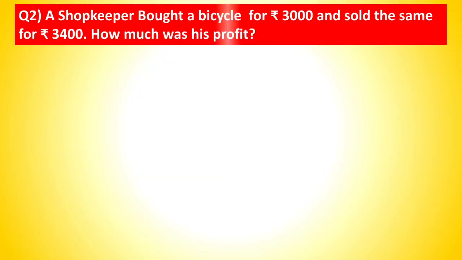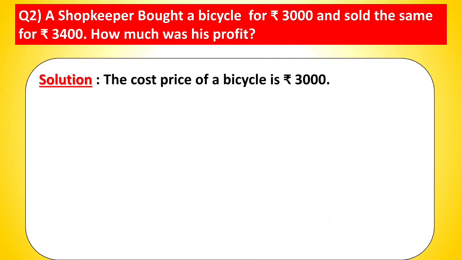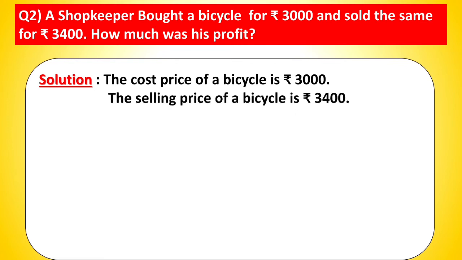Now question number 2. A shopkeeper bought a bicycle for rupees 3000 and sold the same for rupees 3400. How much was his profit? Children, the cost price of the bicycle is given how many rupees? 3000. And the selling price of the bicycle is 3400. Here selling price is greater than cost price. It means SP is more than CP. Therefore, the shopkeeper made a profit. But we have to find how much was his profit.